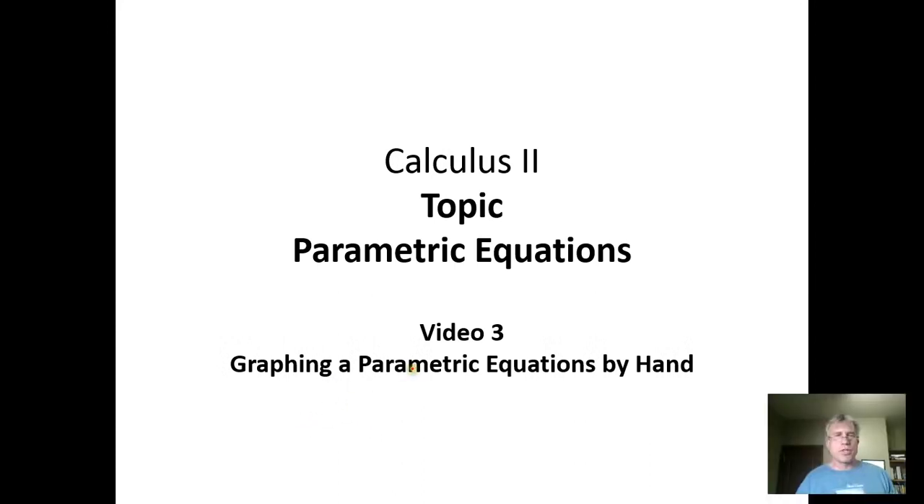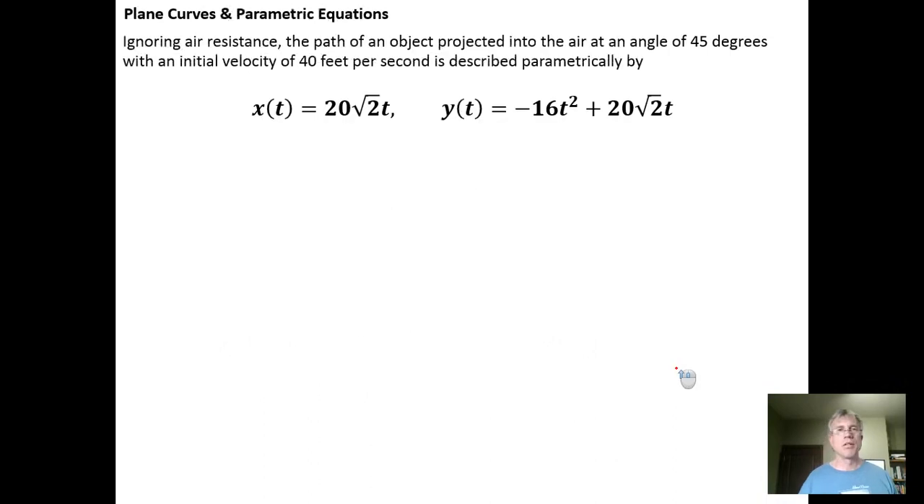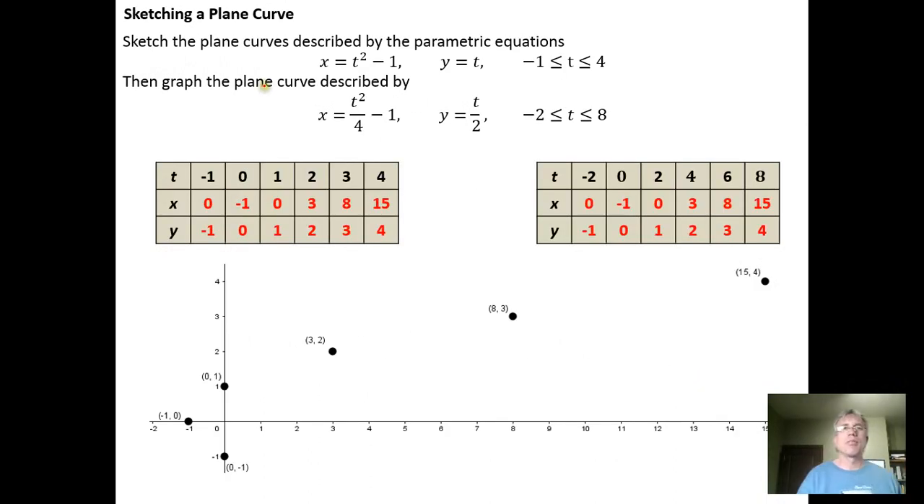So in this video, we're just going to go over how to graph a parametric equation by hand. For this example, we have two different sets of parametric equations. Here I have x equals t squared minus 1 and y equals t. So here's one set of parametric equations. And we want to graph the plane curve generated by these parametric equations over the interval from -1 to 4. So we're saying t is an element of the closed interval from -1 to 4.